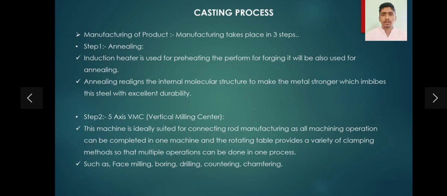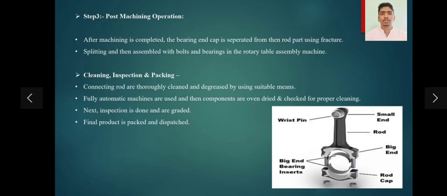Step 2, 5-axis VMC, vertical milling center. The machine is ideally suited for connecting rod manufacturing as all machining operations can be completed in one machine, and the rotating table provides a variety of clamping methods so that multiple operations can be done in one process, such as face milling, boring, drilling, contouring, clamping, etc. Step 3, post machining operation.